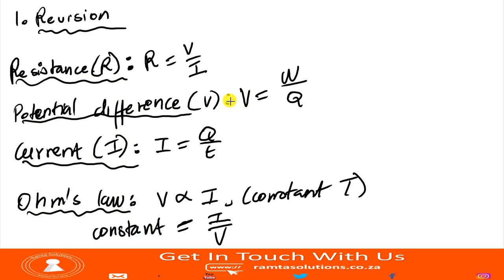For resistance, we said it is the ratio of the potential difference to the current. For the potential difference, we said it is the work done per unit charge. For the current, we said it's the rate at which charge is moving past a fixed point in a circuit. This is what we said.